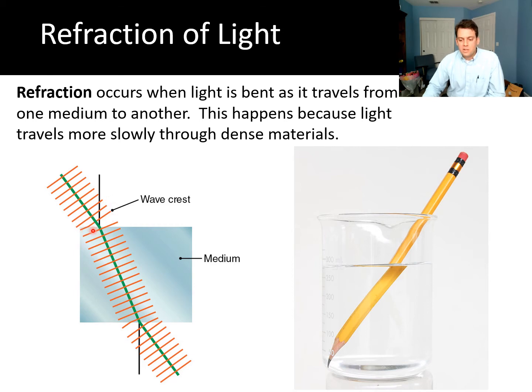And that's important because it turns out that the speed of light is lower in glass than it is in air. And so as a result, the right part of the wave crest is moving faster now than the left part, because the left part is in the glass and the right part is still in the air. And so the result is that the wave front bends.